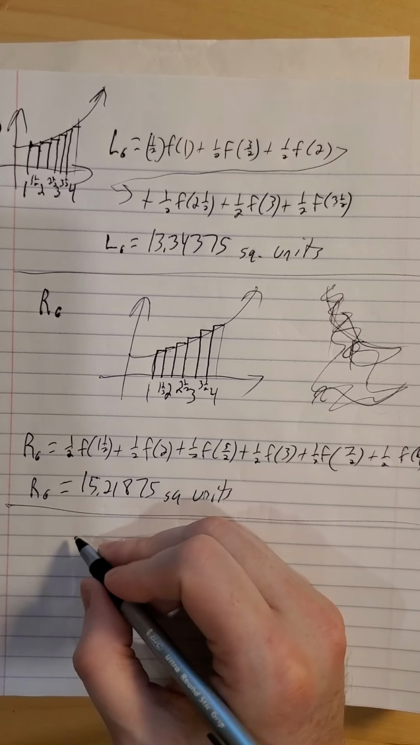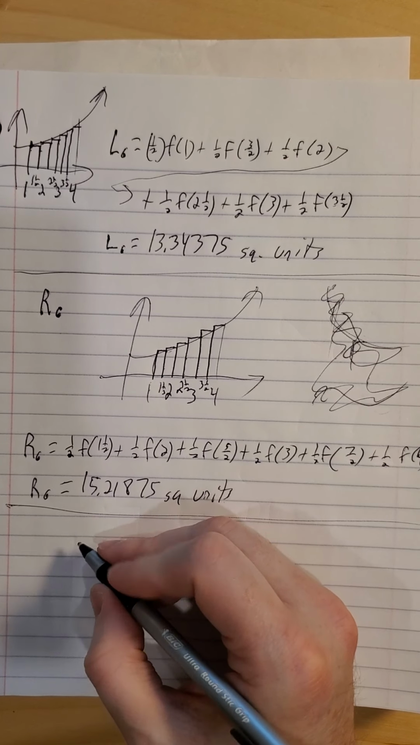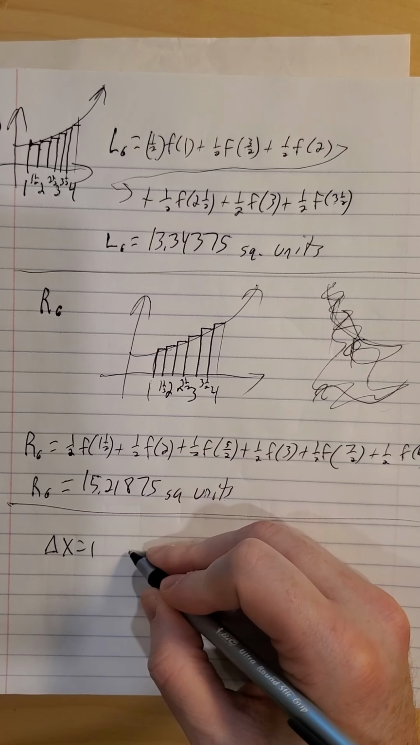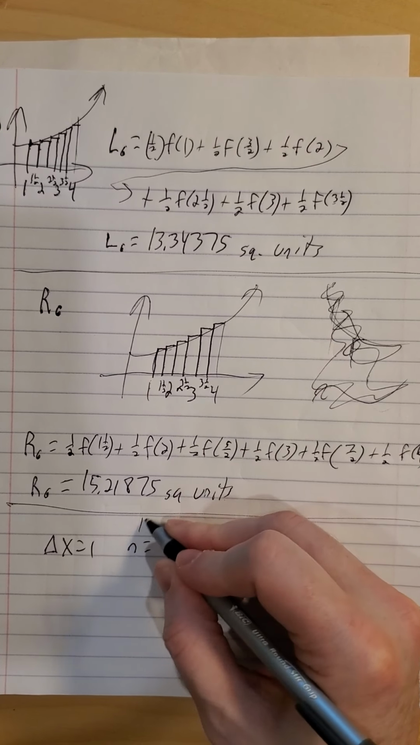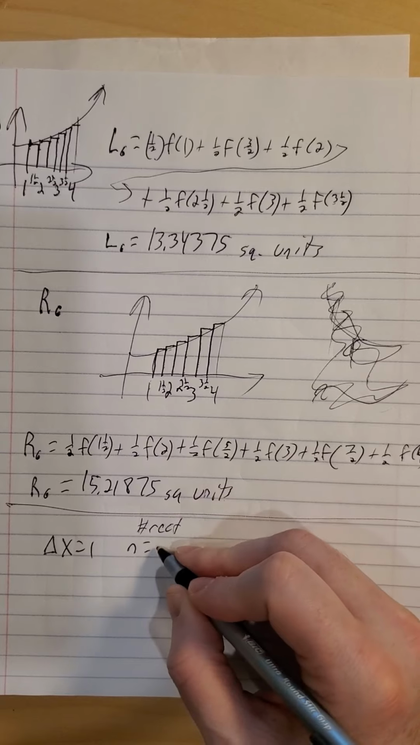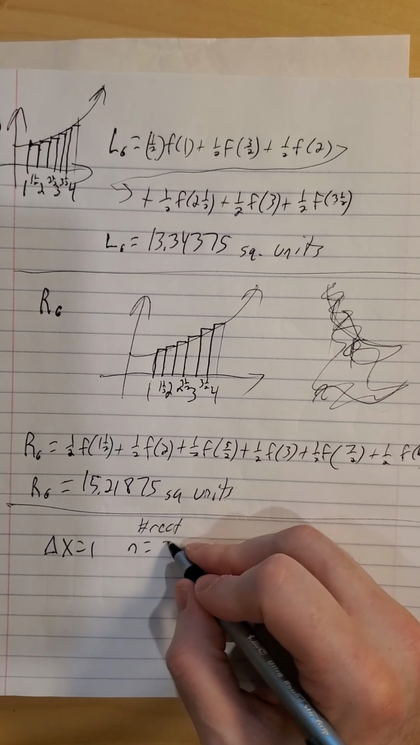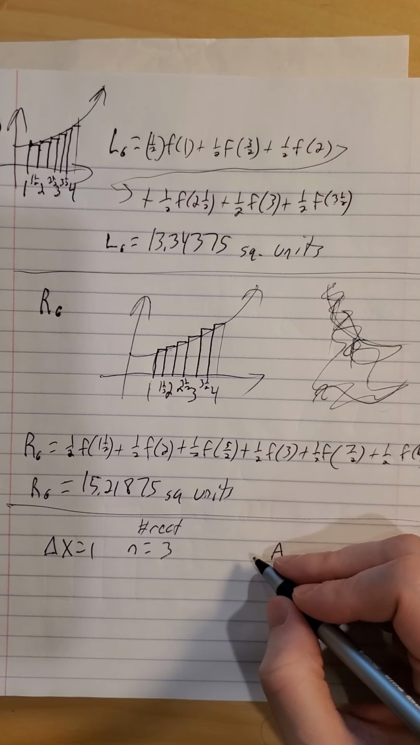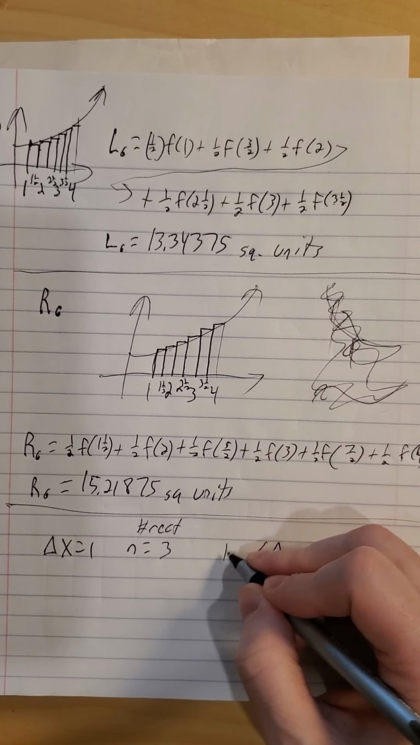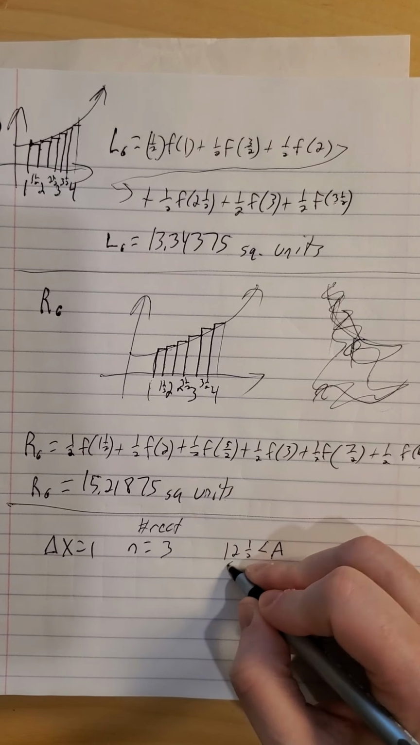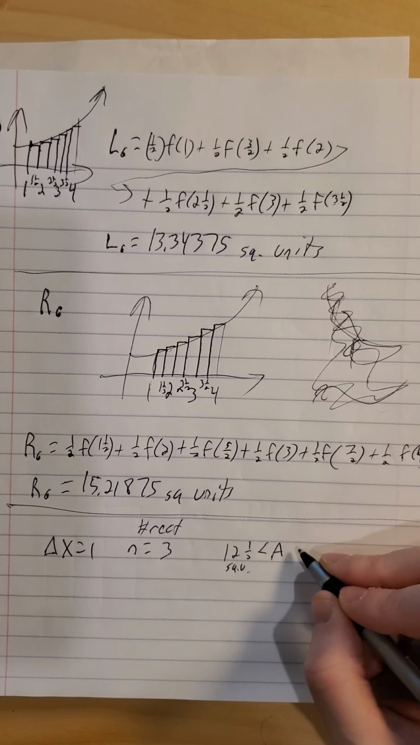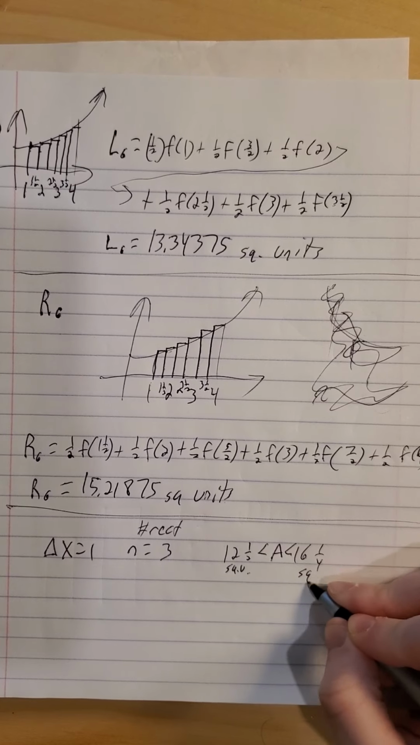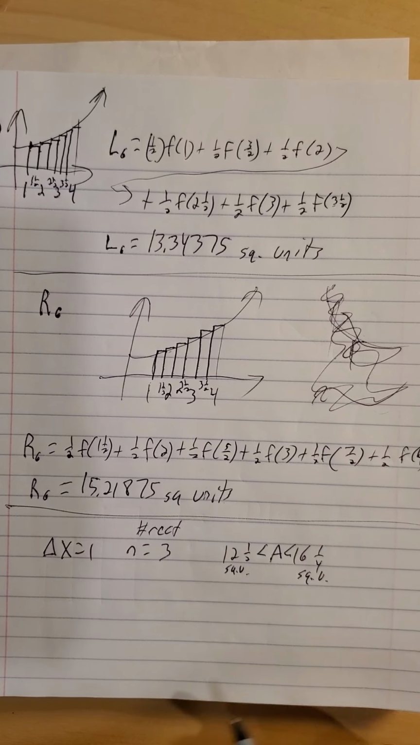So a summary of what we did in those two examples: when delta x was 1 and the number of rectangles was 3, our area was bounded by 12 1/2 in square units and 16 1/4, also in square units.